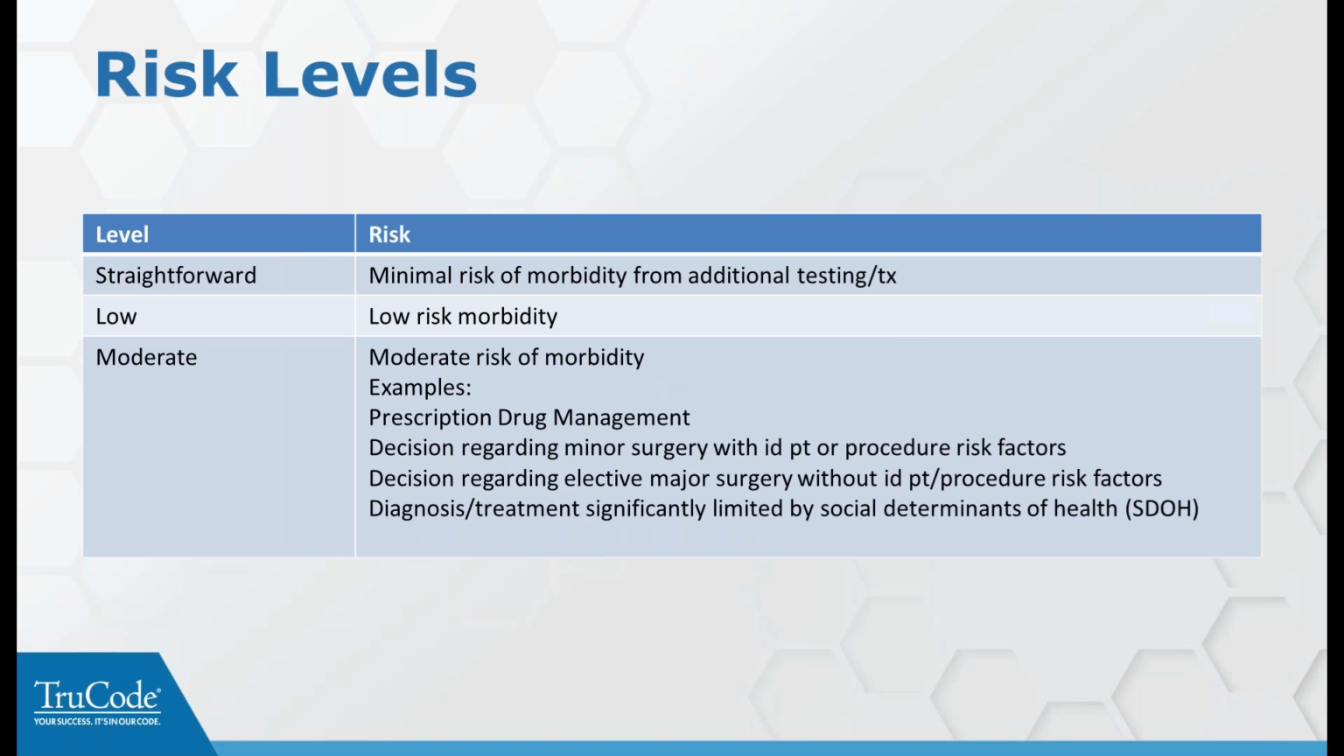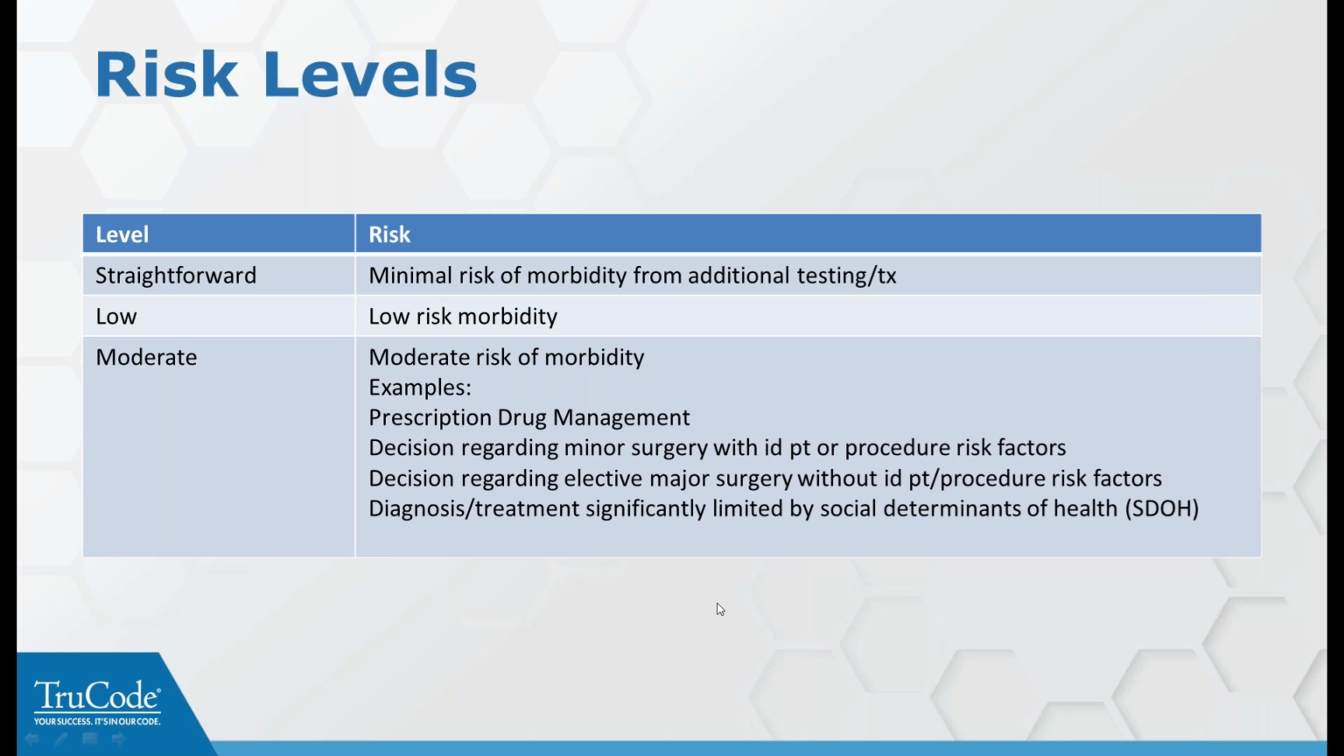The last one is going to be our risk level. With risk level, there's not as many definitions, although they do define risk and morbidity and things like that. And they talk about social determinants of health. But you can see they don't actually give you any examples in a straightforward or minimal or low risk of morbidity. But they do start giving examples, which look pretty common to what we did last year, like prescription drug management or making decisions based on surgery, or also if the diagnosis or treatment is significantly limited by the social determinants of health.